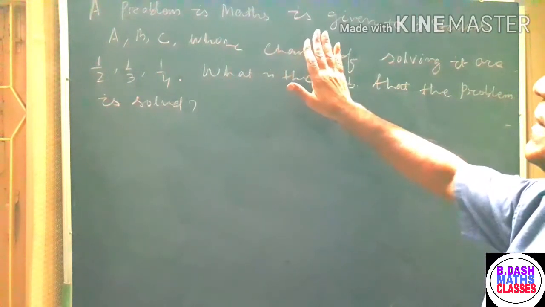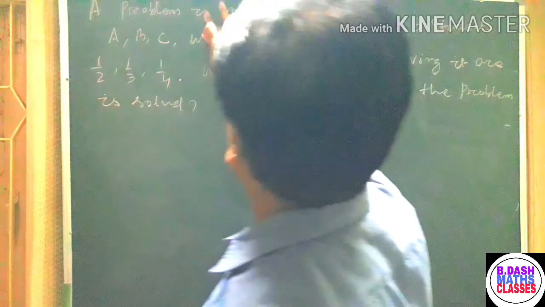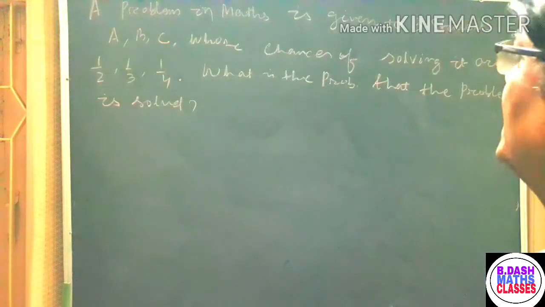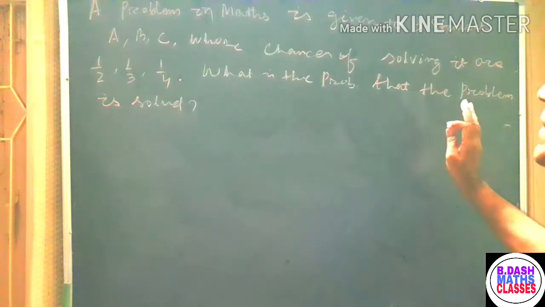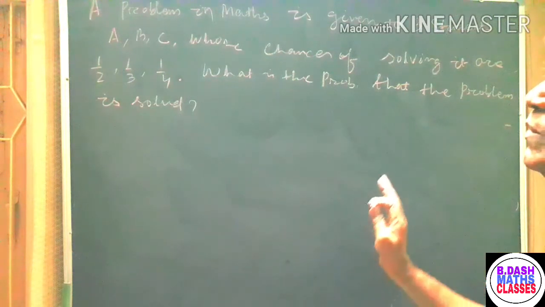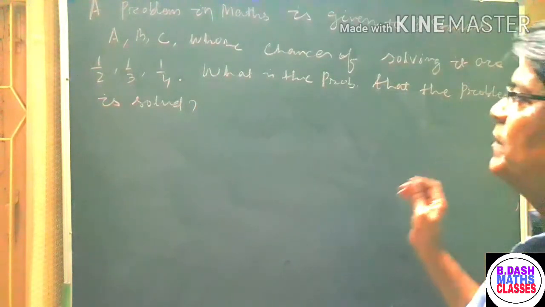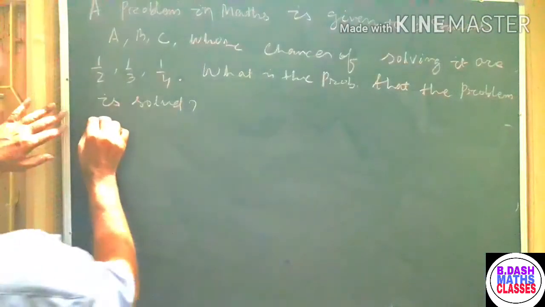A problem in maths is given to three students A, B, C, whose chances of solving it are 1 by 2, 1 by 3, 1 by 4. What is the probability that the problem is solved?